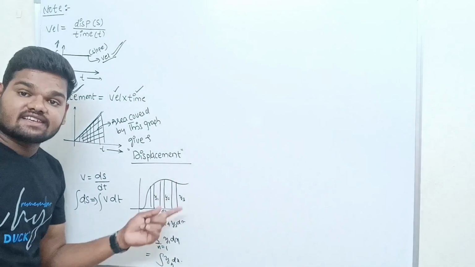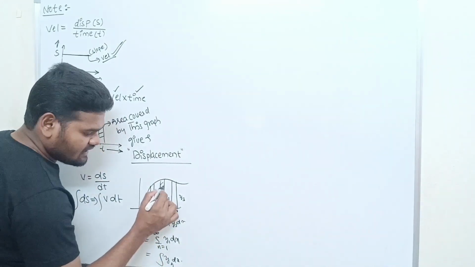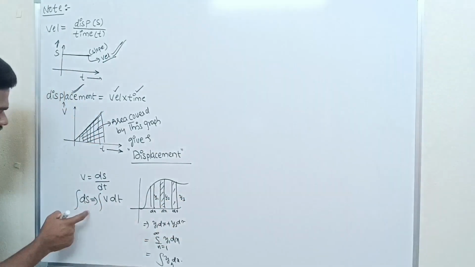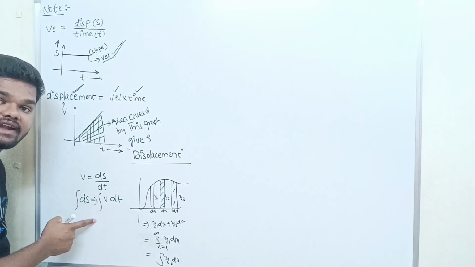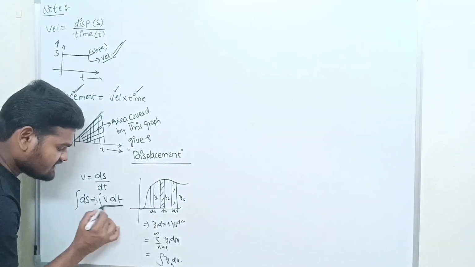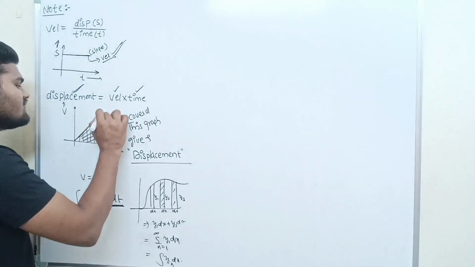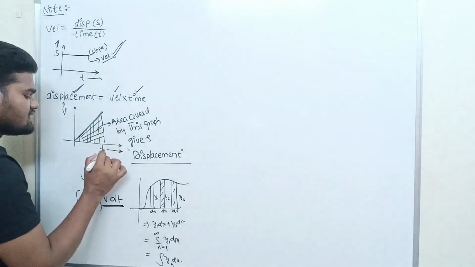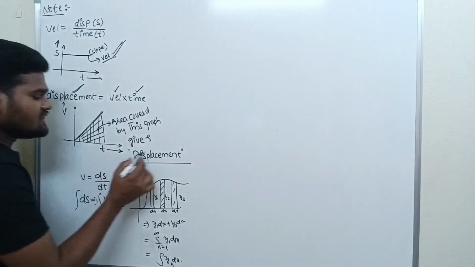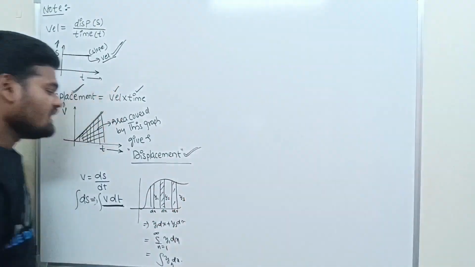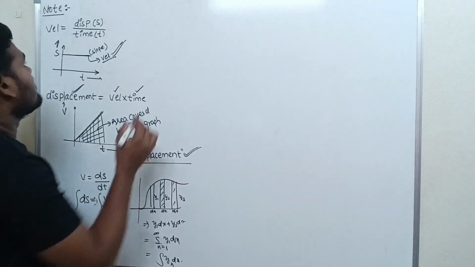So likewise we discussed in the integration topic. What does the integration give? The area covered by the graph. Here, if you want to find the displacement, we just have to integrate on either side. The integration of v dt means the area covered by the velocity versus time graph. The area covered by the velocity versus time graph gives displacement.